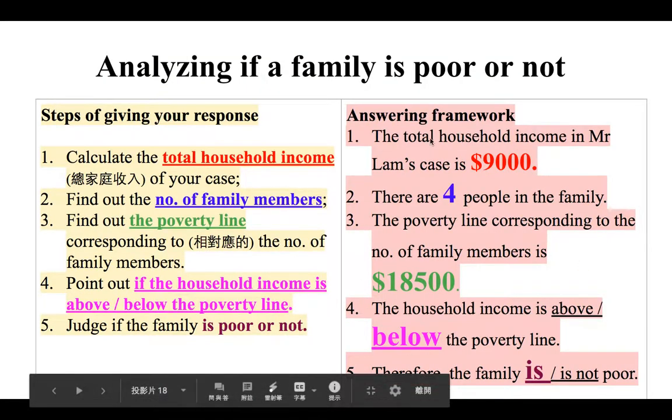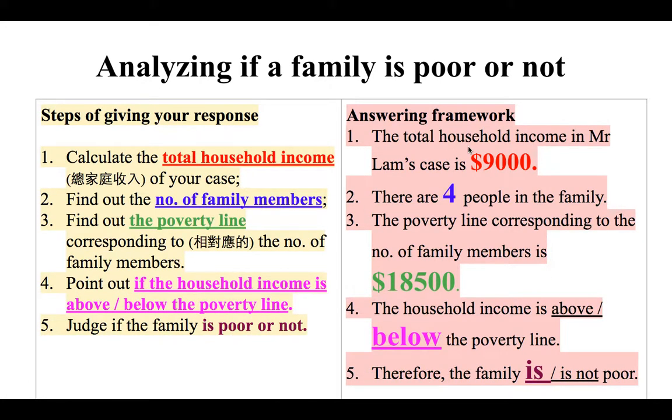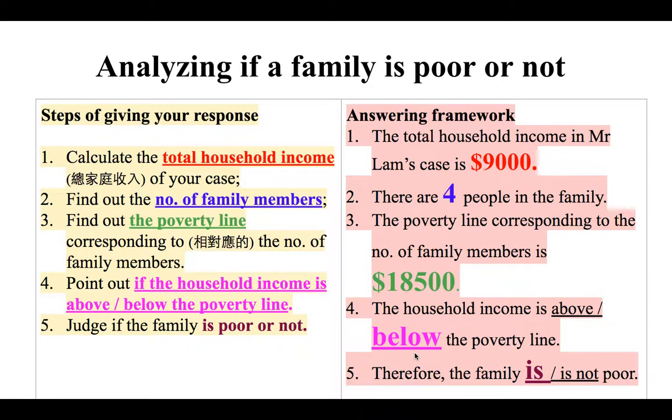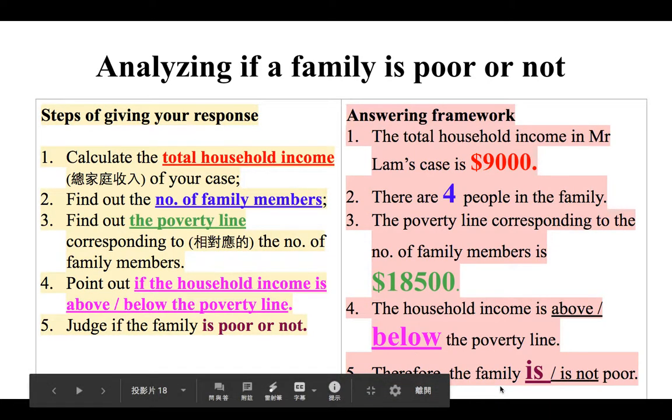So this should be the answering framework, and you should be able to write these 5 sentences. Number 1, household income, 9,000. Number 2, there are 4 people in this family. Number 3, the poverty line corresponding to the 4 people should be 18,500. Number 4, this household income is below the poverty line, and that's why this family is poor.